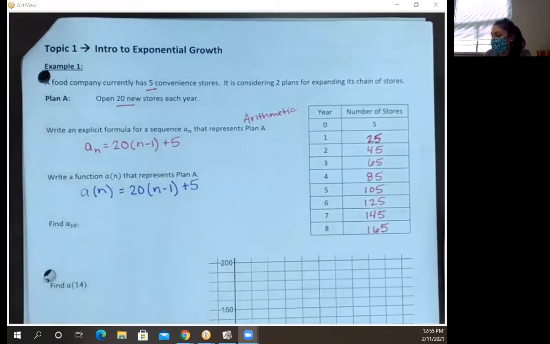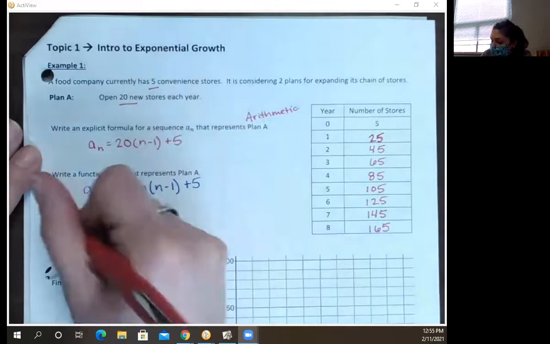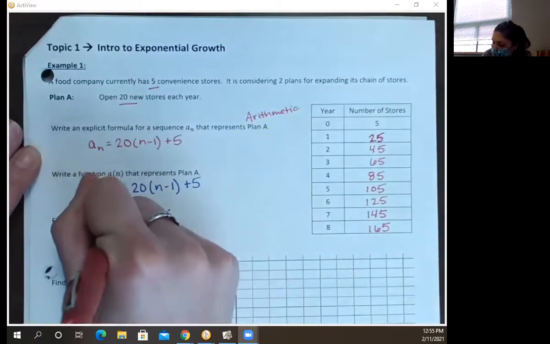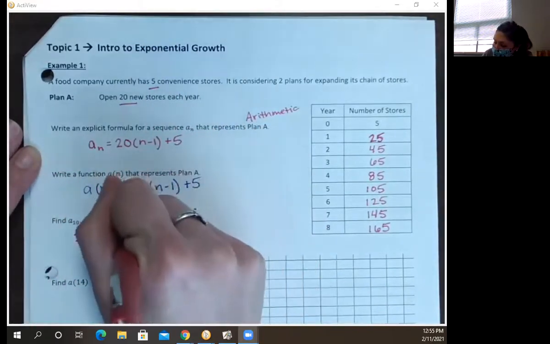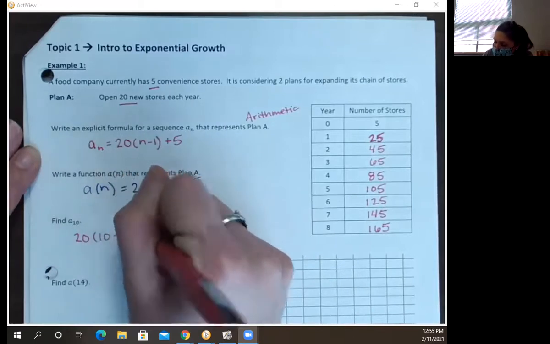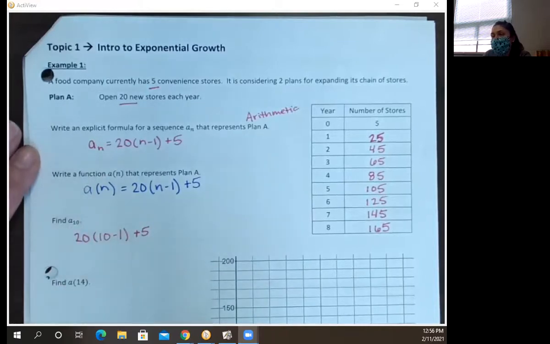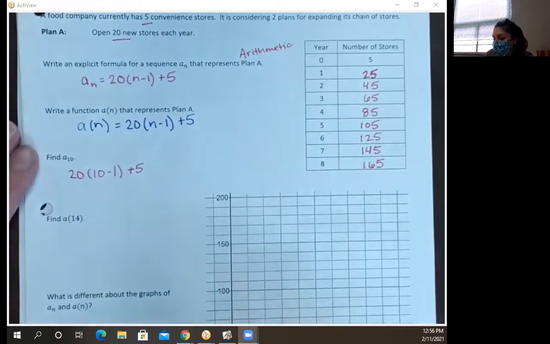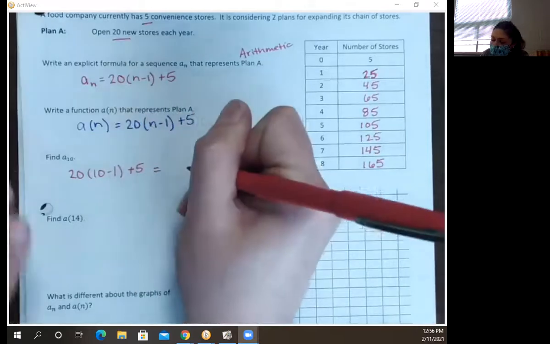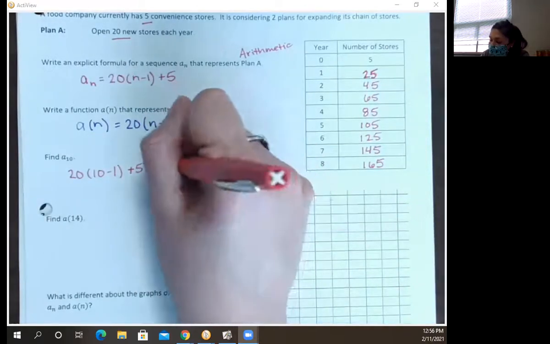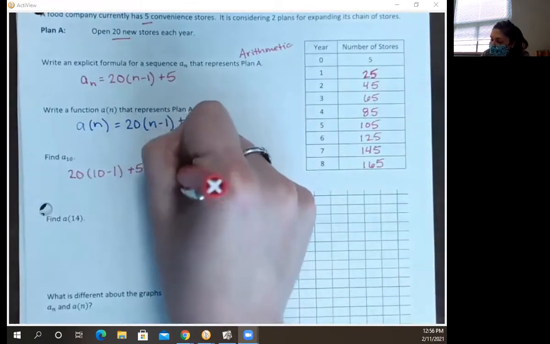If I wanted to find a future term in the sequence, we did that in our last unit. So if I wanted to find a sub 10, I could plug 10 in for n and figure out how many stores I would have in this many years. I type that in my calculator. Remember to follow order of operations. We would have 185 stores.